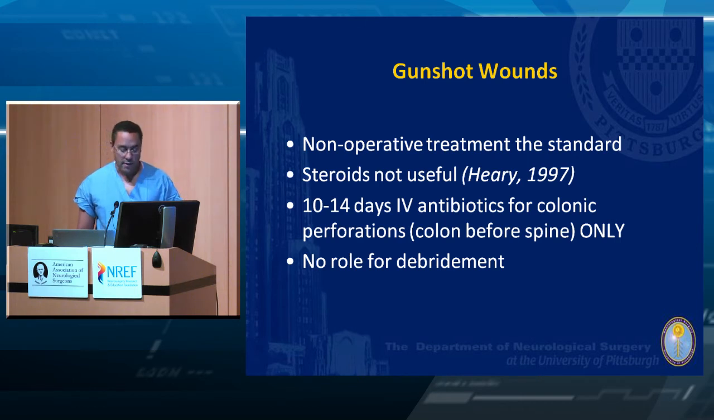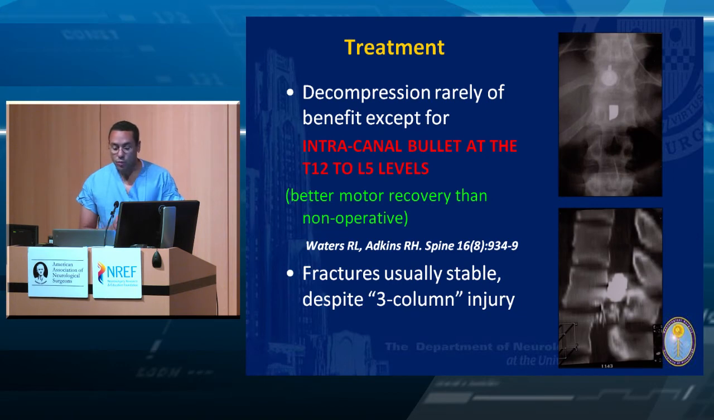And then we're all tempted to go in and debride these things, and that's really not a very good idea either, because you're opening the door to trouble. So decompression is rarely of benefit except for, and this is data from the Spinal Cord Injury Model Systems database, an intracanal bullet between T12 and L5. The removal of bullet fragments that are inside the canal between T12 and L5 was associated with better motor function at 1 year, but just between T12 and L5. And these fractures are usually stable despite a 3-column injury.